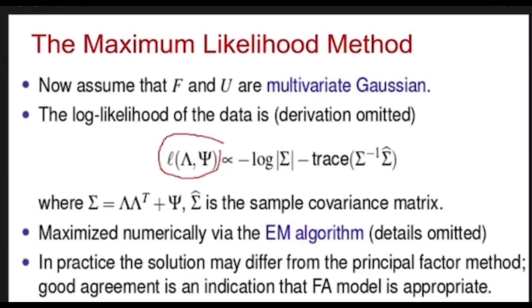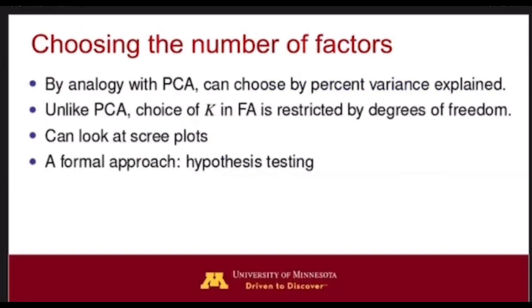And let me tell you this, we're going to use the EM algorithm, the expectation maximization algorithm, here. In situations where the principal factor method agrees with this method, we're going to say the FA is appropriate. Okay, how do we choose the number of factors? What I want to do now is walk us through the use of the maximum likelihood approach in choosing the number of factors that work. So let's take a look at that.